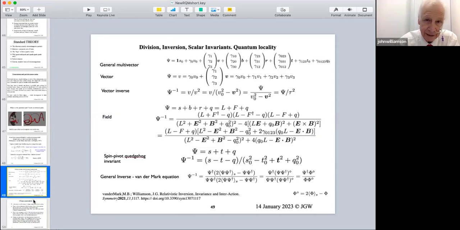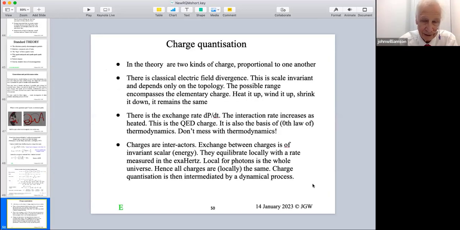There's a lot of stuff on inversion. This is where I go into the mathematics of inversion. The most important thing is that one can find a general formula for the inversion. This is a van der Mark equation, in the 2021 paper that I included. I won't go into that because it's just too much detail. Charge quantization comes from exchange, as I mentioned. That's question E.